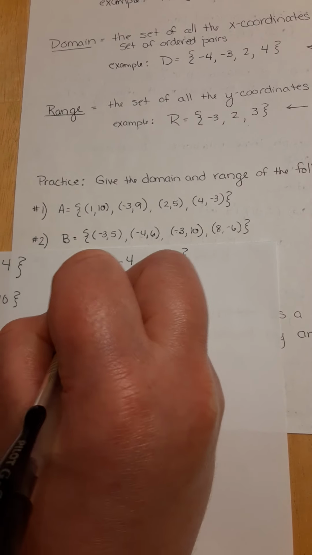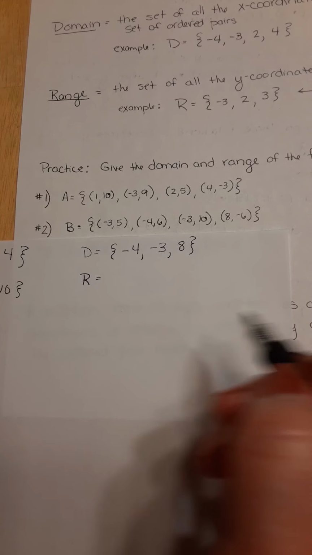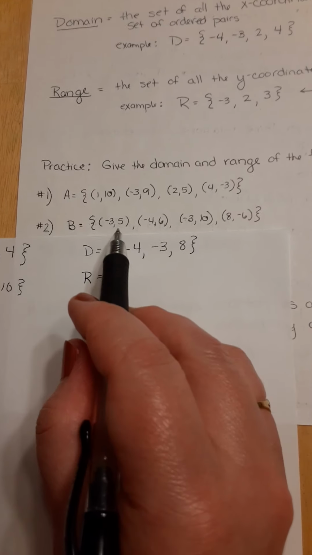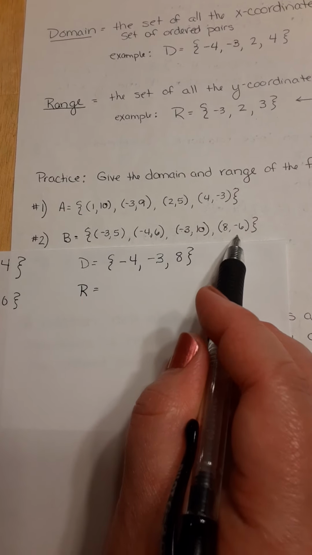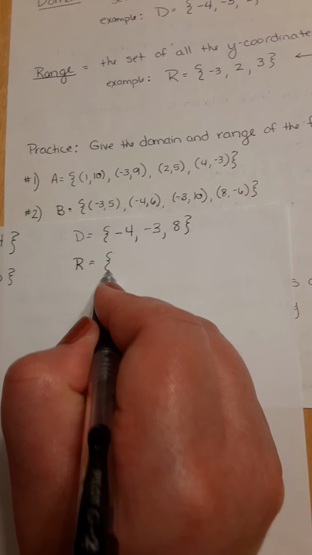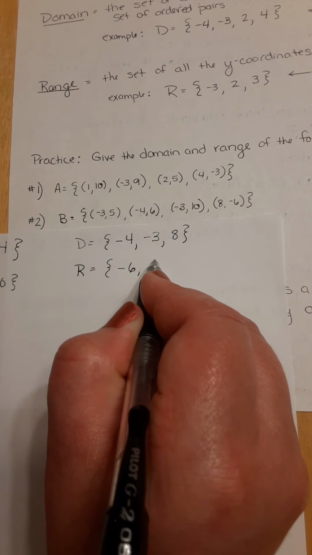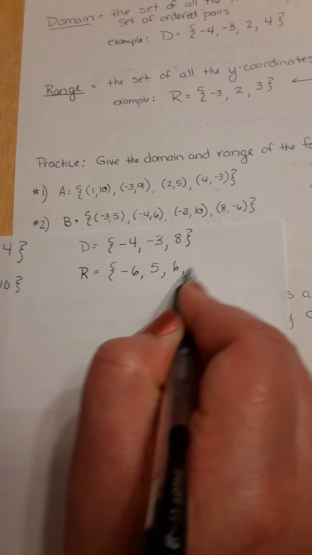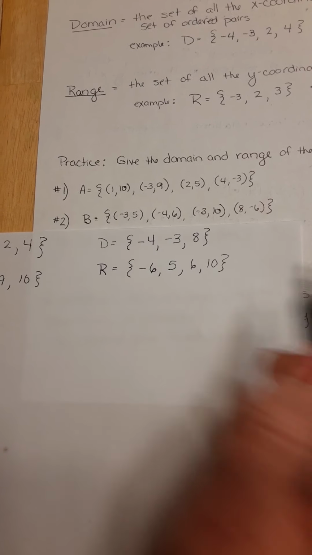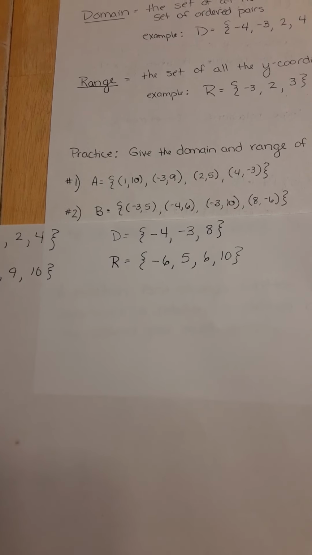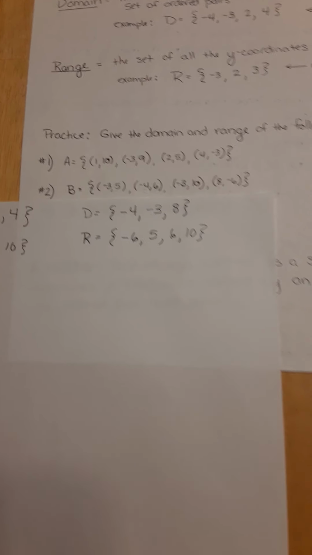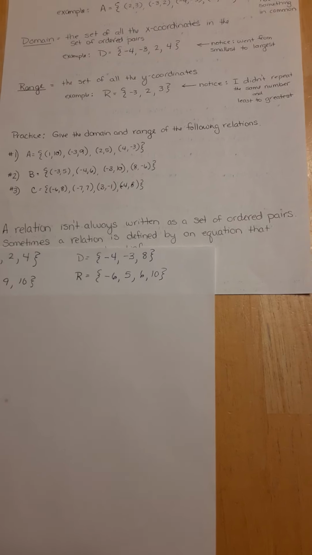My range are my y values. And so my y values are 5, 6, 10, and -6. So I'm going to start off with the -6, 5, 6, and 10. Okay, so that's finding the domain and range from a set situation here.